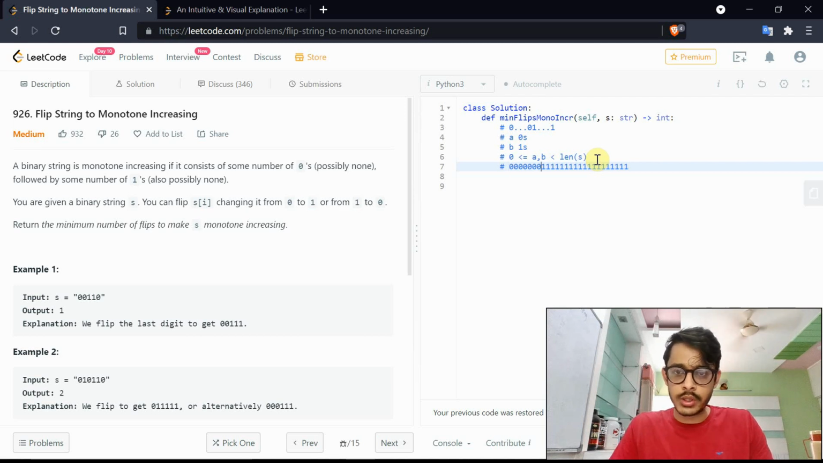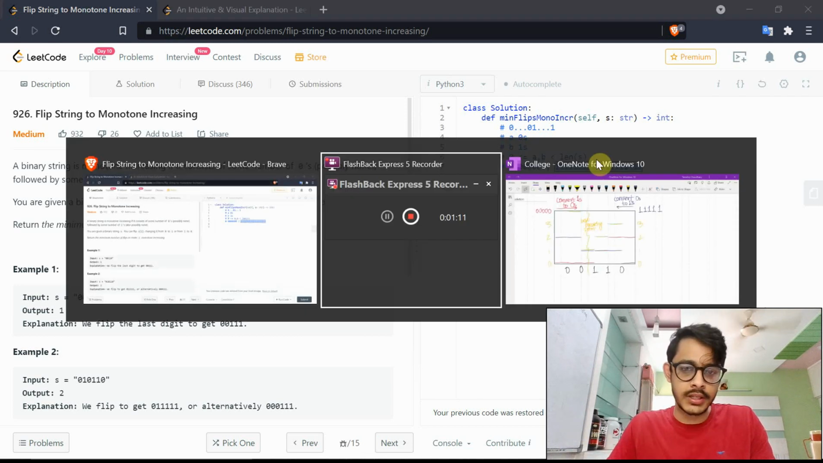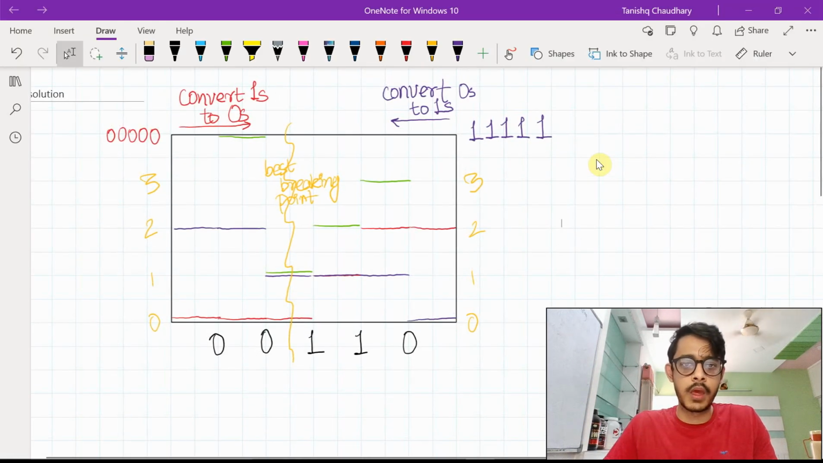Now, I want to focus on this particular point, the point at which we can break both of these apart. This point is very interesting because anything to the left of it is going to be a 0. That is how we define it. And anything to the right of it is going to be 1. Again, that is how we define it. We can make use of this very beautifully. But first, let's look at an example.